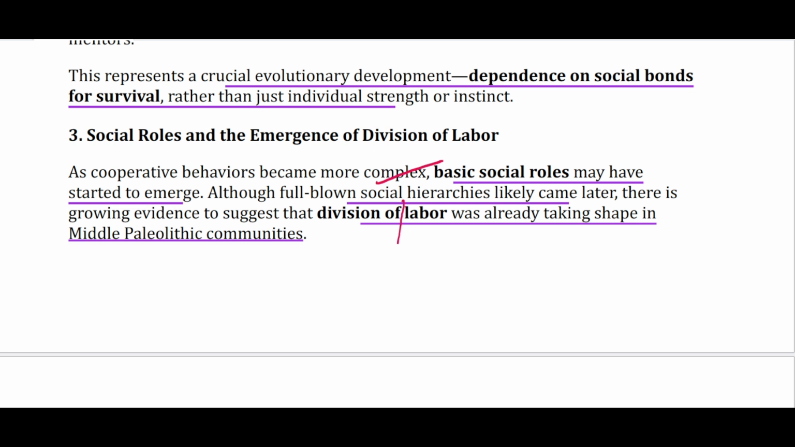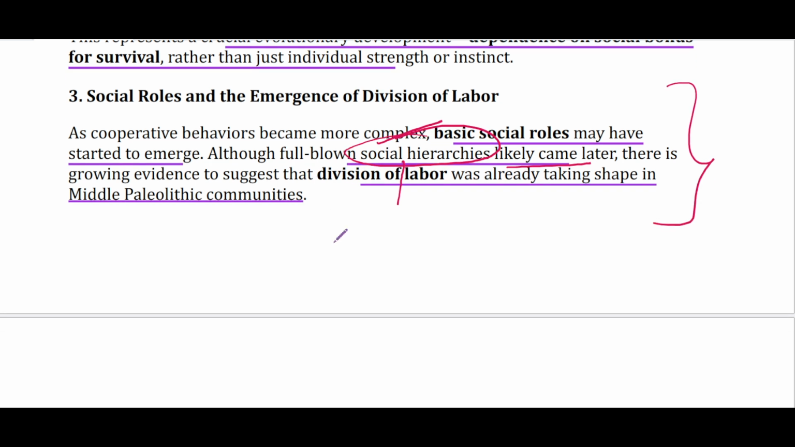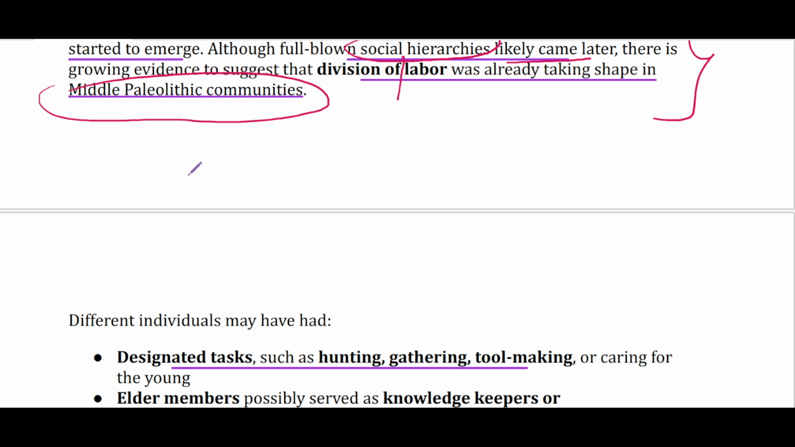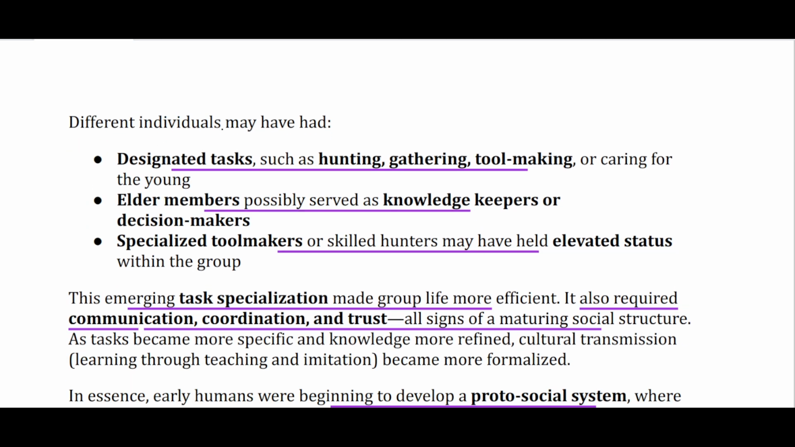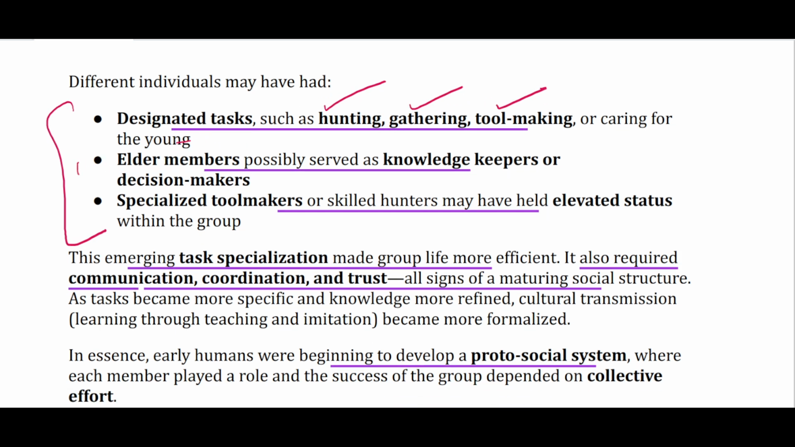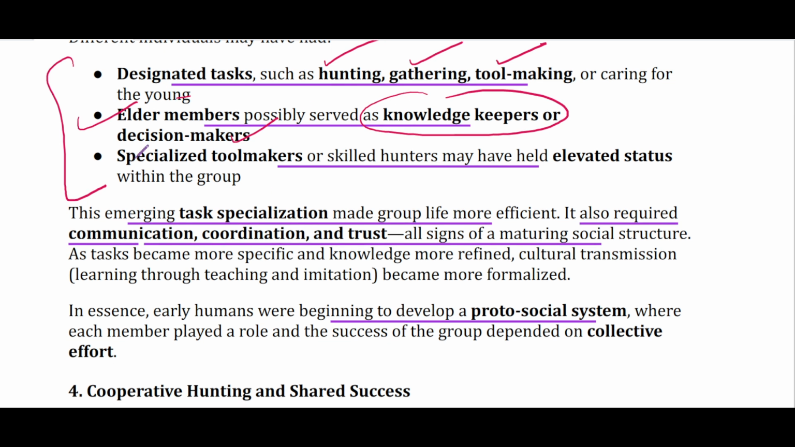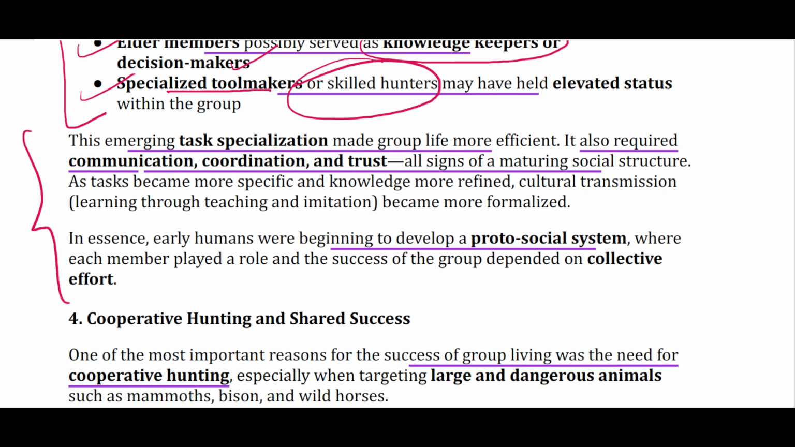Then, although the full-blown social hierarchy likely came later, the division of labor suggests that social hierarchies were forming and were already in place by the Middle Paleolithic. Different individuals may have had their own sets of tasks like hunting, gathering, tool making, and caring for the young, and the elder members might have served as knowledge keepers or decision makers. There might have been some specialized tool makers or skilled hunters. So task specialization was there because it would have made group life more efficient.